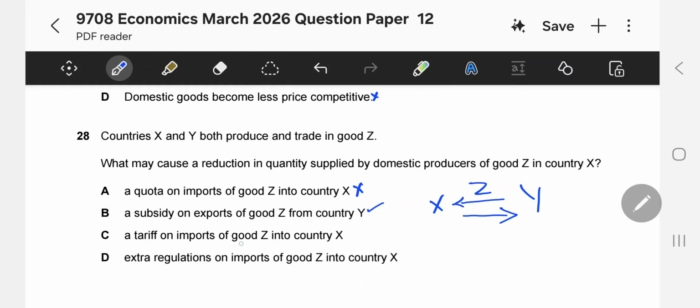A tariff on imports of goods Z into country X. You've placed a tariff on this good. This one is going to increase the production of that good in country X, because when there's a tariff, it's going to be quite expensive for the producers in country Y. Extra regulation on imports. So this one is also talking about the same thing. So the correct answer is B.